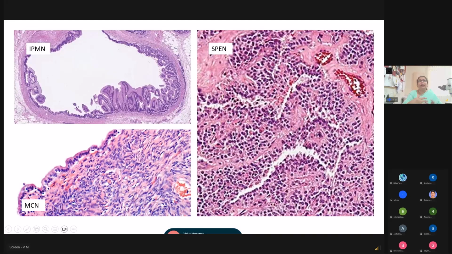Now, this is a case of an IPMN. You have these dilated ducts with proliferation of epithelium. What is important here is to look for the presence of dysplasia. This is mucinous cystic neoplasm.